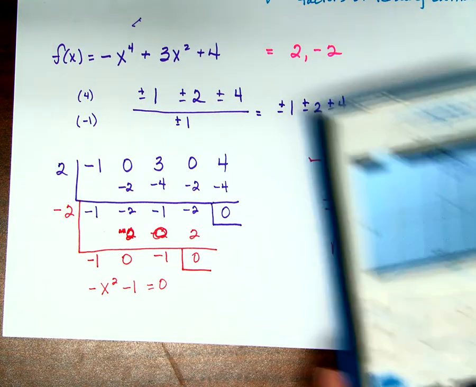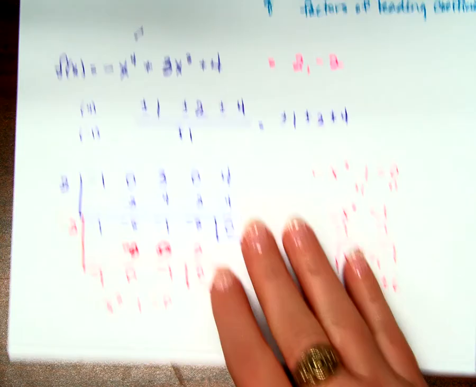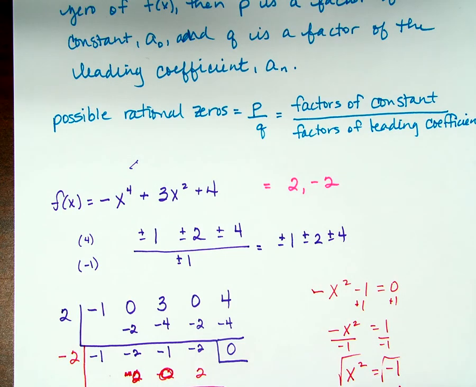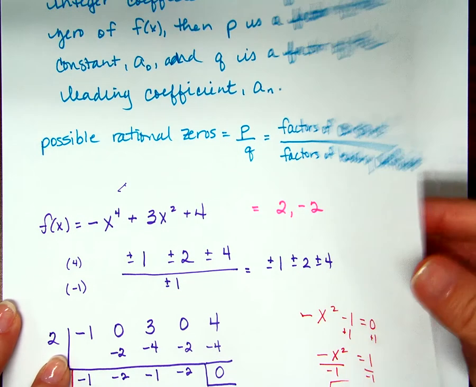Absolutely, right? If we can see them all on the graph, we don't need to do any of the synthetic division, do we? But now you know how to do it if you need to. Okay? So, I'm going to keep going with this problem, okay?